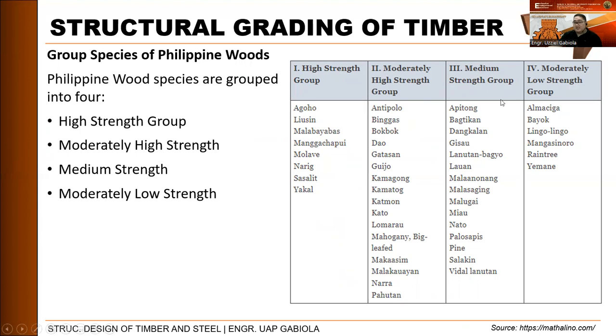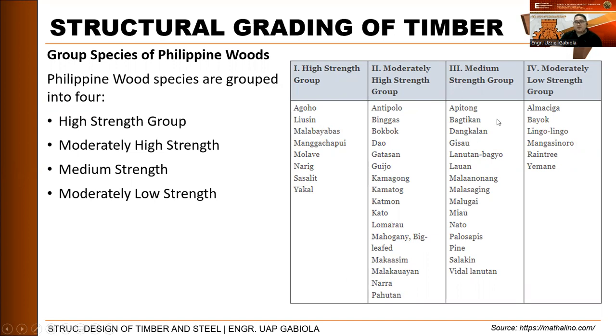So makita nyo wala si ipil-ipil dito, no? So hindi na siya sinama kasi hindi siya structural wood. Okay? So, sa high strength, ang usually ginagamit is yakal, no? So, depende din sa designer kung anong gusto niya or sa availability in the market, kung anong meron. For moderately high strength group, ang minsan lang ginagamit, guijo, no? Kamagong, yan. Then mahogany, and then nara, of course.